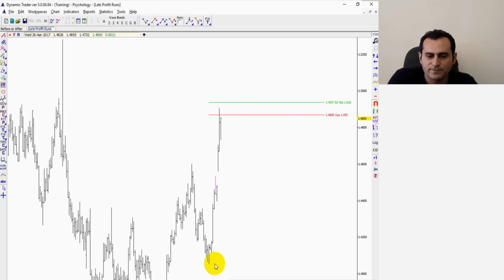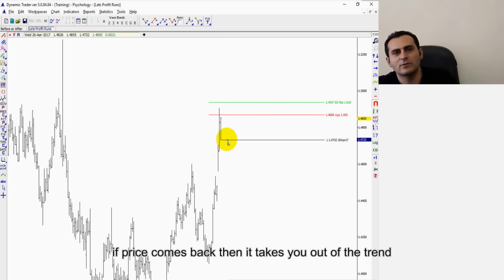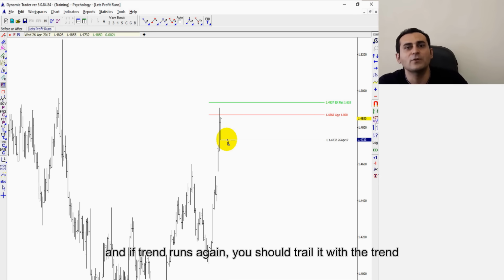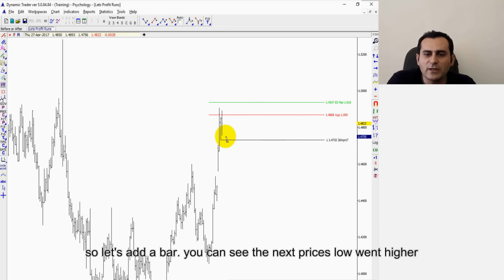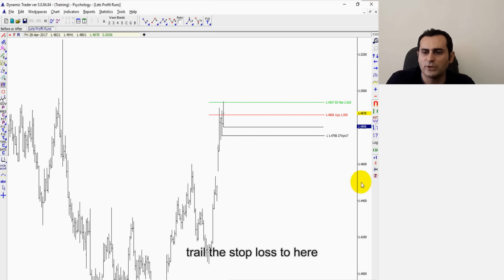So your stop loss was here. Now delete it and trail it to here. If price comes back, then it takes you out of the trend. And if the trend runs again, you can trail it with the trend. So let's add the bar. You can see the next price low went higher. Okay, I delete this stop loss, trail it to here. Another bar. I trail it to here. Trail the stop loss to here. I remove this one, trail it here. Let's add another bar. Okay, I trail my stop loss here.